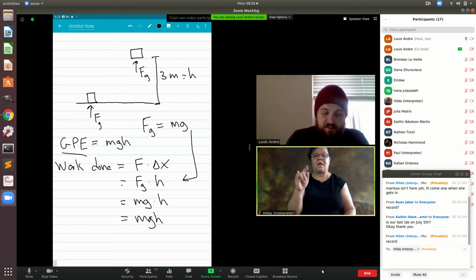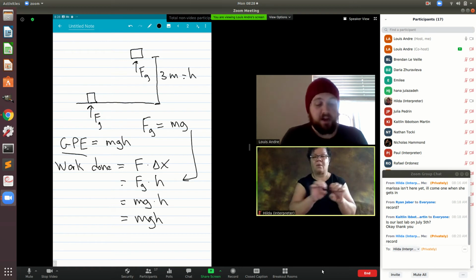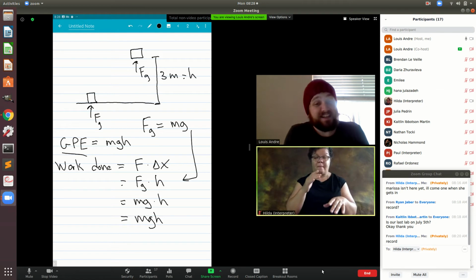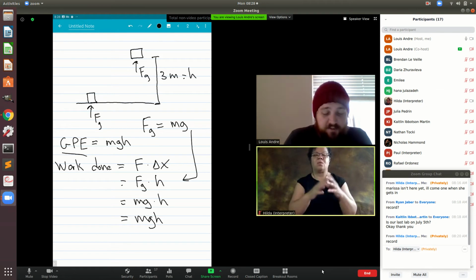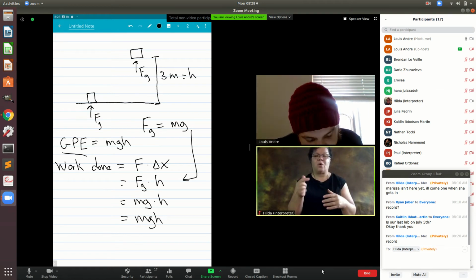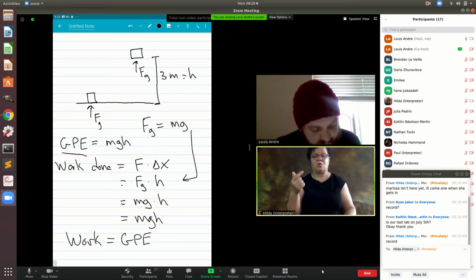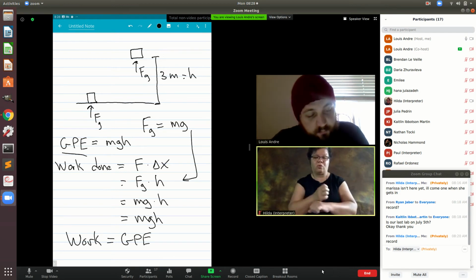So it turns out, just by doing a simple little force over distance here, I've found that the work done on this object by me lifting it is equal to the gravitational potential energy it now has, okay? So, in this case, the work is equal to its gravitational potential energy. Okay? So that's one little example of work, the work energy theorem.